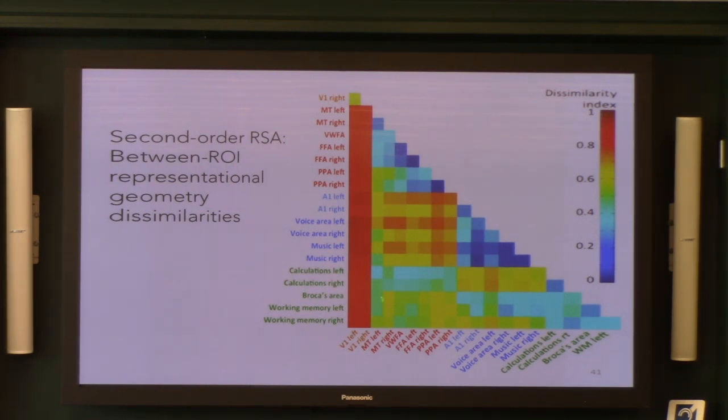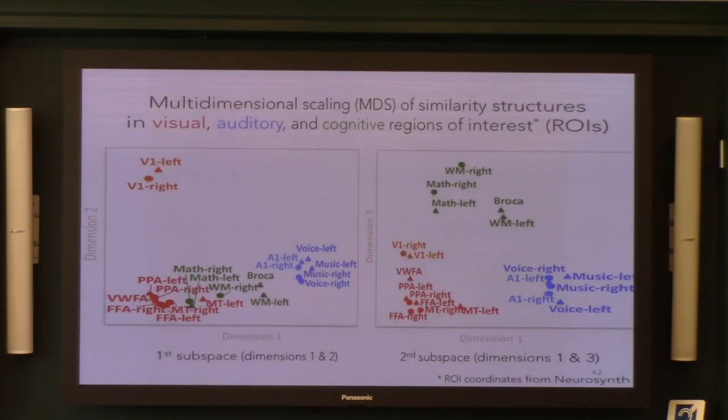First of all, V1 is different from everything, but the visual areas are most like visual areas. Auditory areas are most like auditory areas, and visual and auditory areas are very different from each other. And then there's this interesting structure down here. Now, it's very hard to digest a 20 by 20 similarity matrix like this. So one way to try to get at this is to put it into a multidimensional scaling plot, so make it a lower dimensional plot. And that's what we have here.